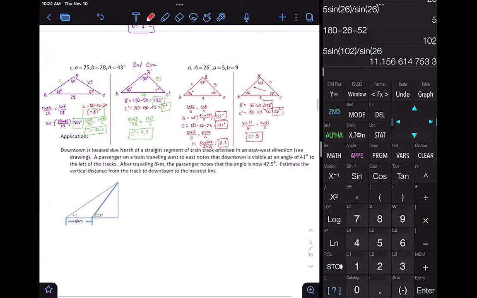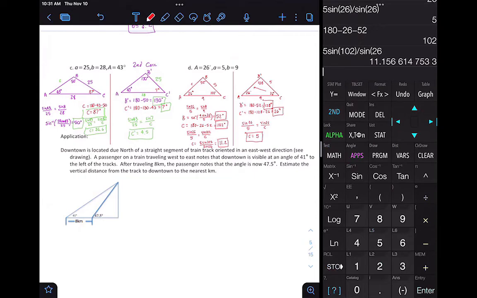So this one's already kind of drawn. I think maybe on a future assessment you might need to draw something like this yourself. Maybe we give you a picture, I'm not sure. But I guess downtown is located due north of a straight segment of a train track oriented in an east-west direction. So this bottom side of this triangle is your train track. And then just north of your train track is going to be your city, or downtown.